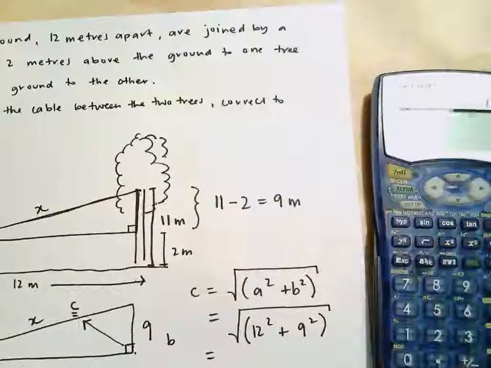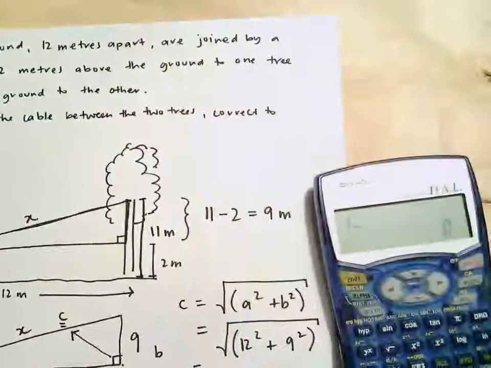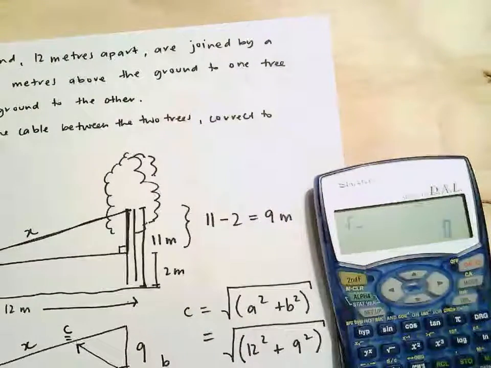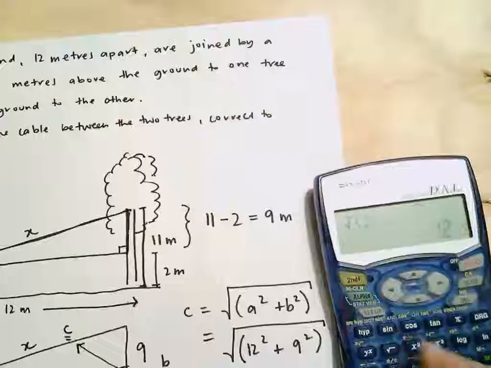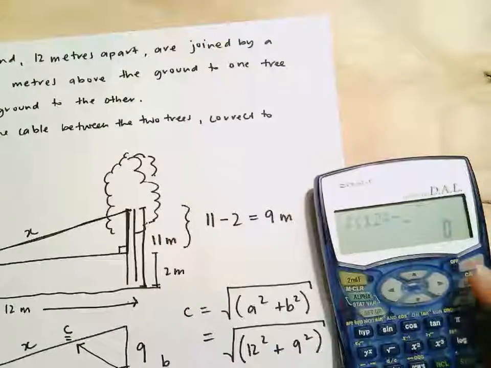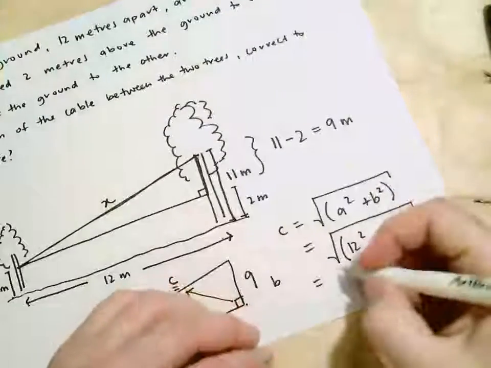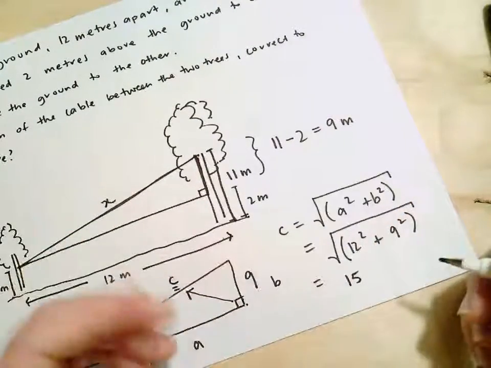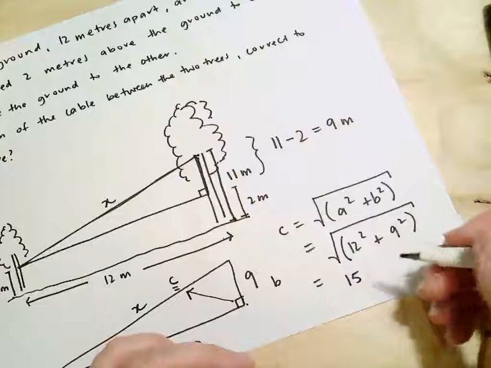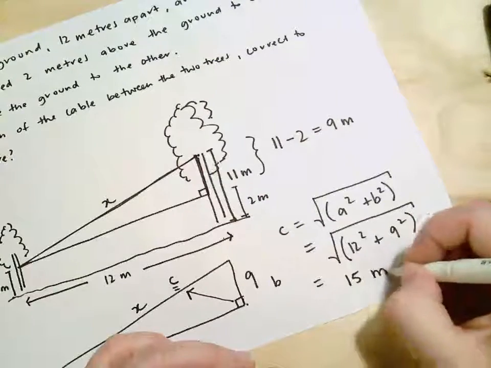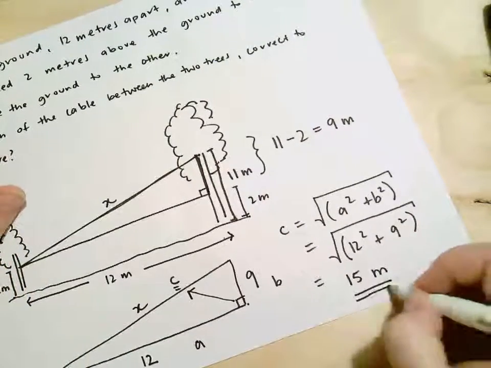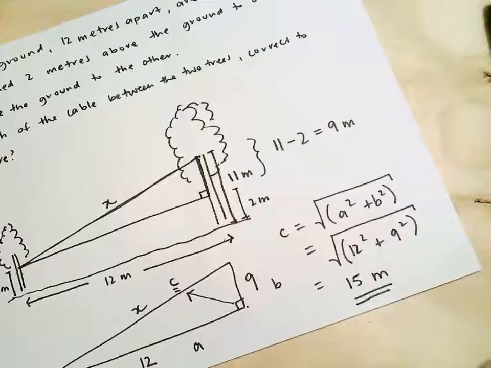I plug it into my calculator. The square root, oh, you can't see it again, sorry. There we go. Square root of, open my brackets, 12 squared plus, whoops, I pressed subtract. The square root of, open brackets, 12 squared plus 9 squared, close your brackets, equals 15. They asked for this to the nearest metre. Well, 15 to the nearest metre is pretty clearly 15 metres. So there's the length of my cable.